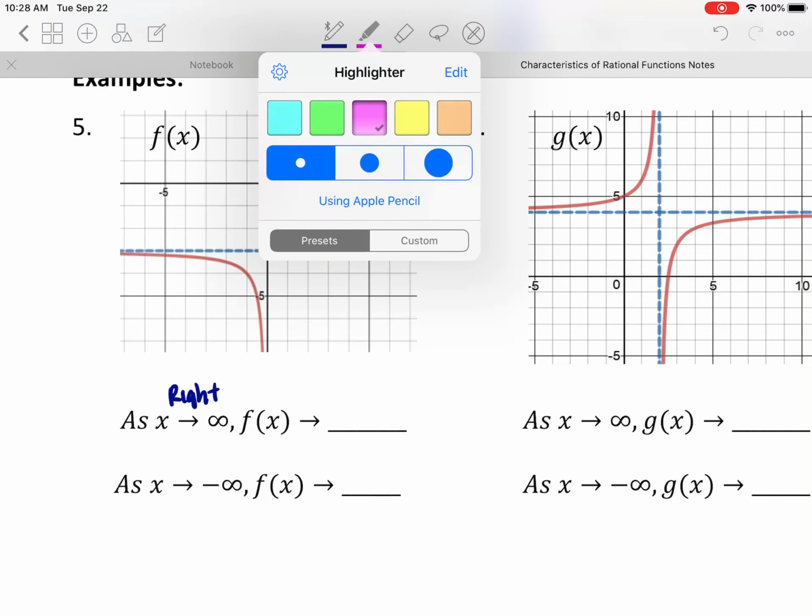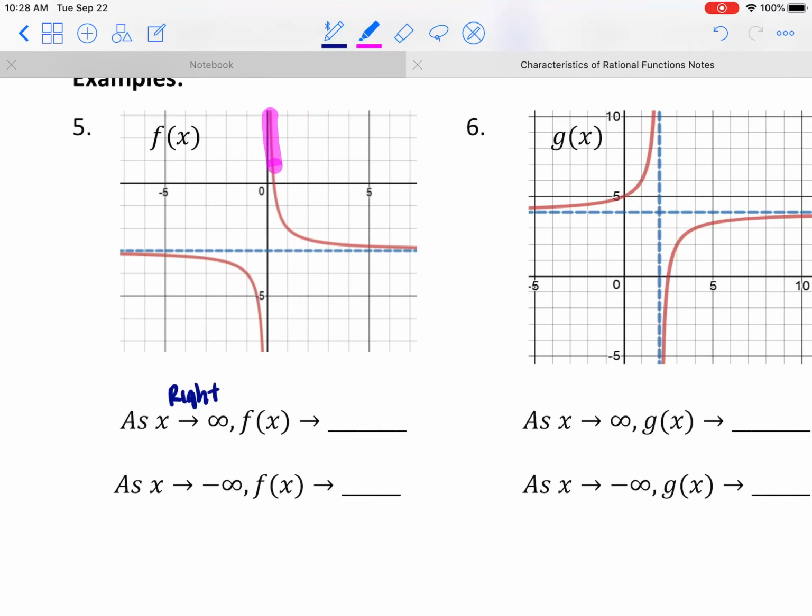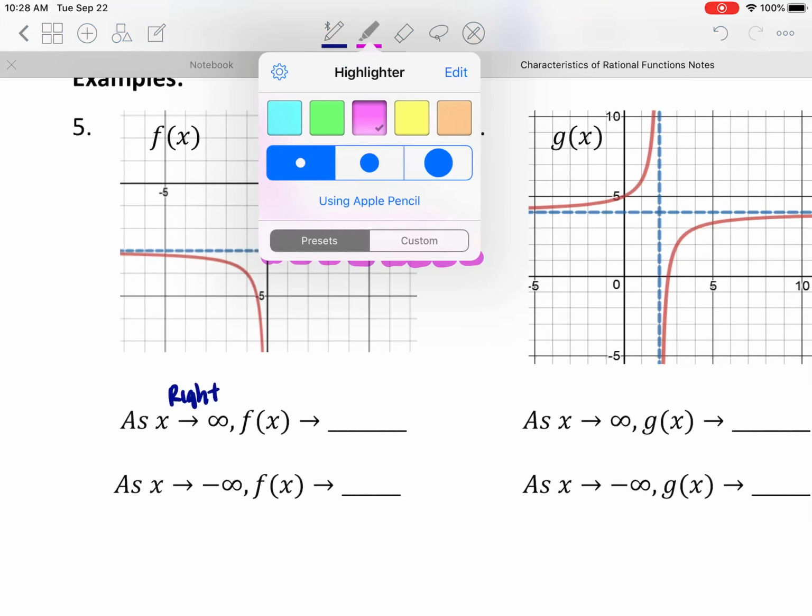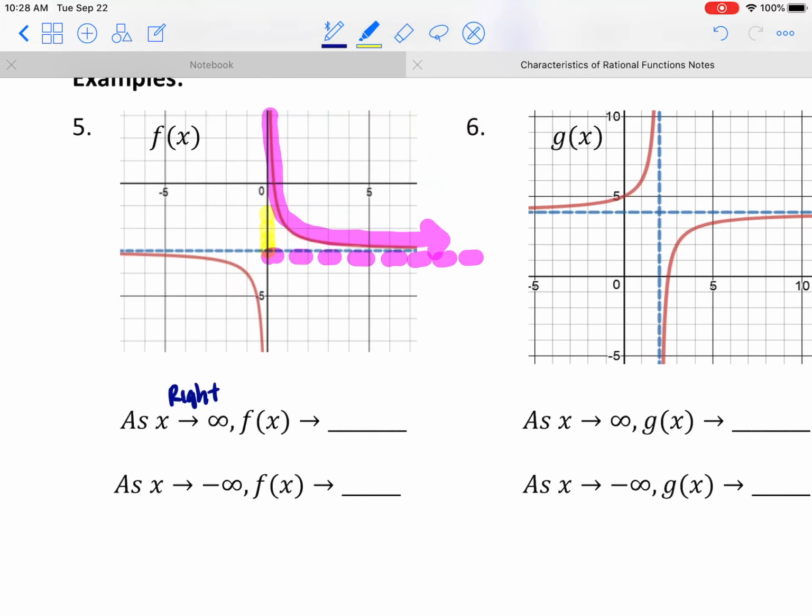Okay? If I follow the right end of this graph, if I keep following this way forever, what's happening to those y values? Well, they're going to get closer and closer to this horizontal asymptote, which looks like -3. So if the branch gets closer and closer, that means the y value is getting closer and closer to that -3.